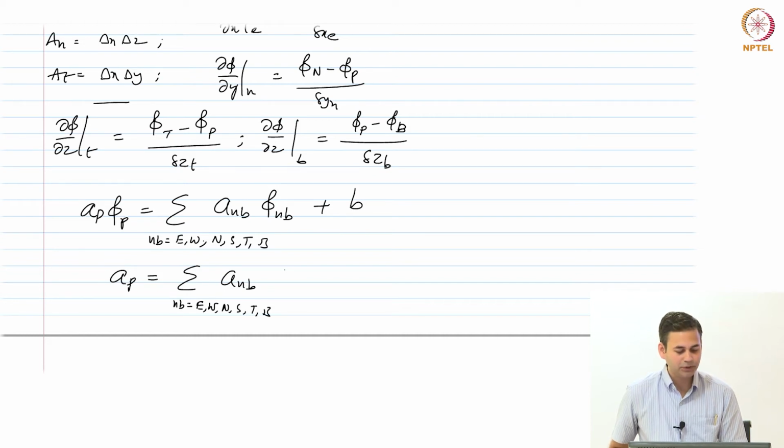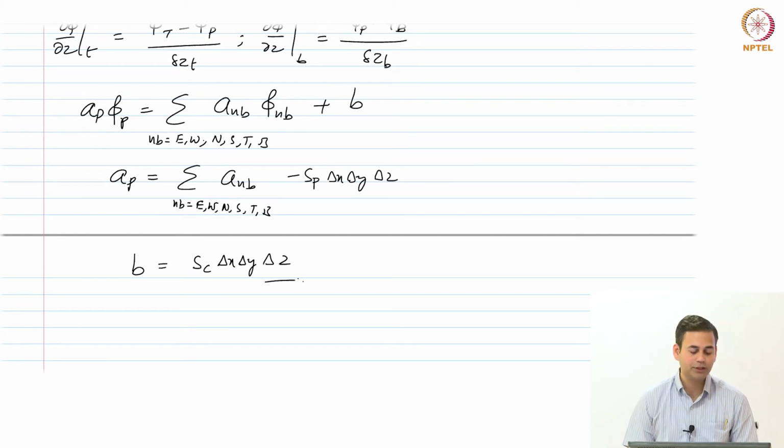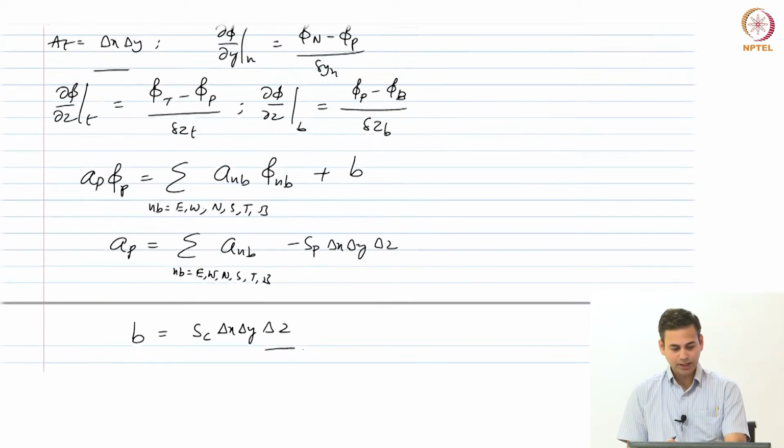Anything else in the AP term? Minus SP delta x delta y delta z. And what about B? The constant part of the source, that is SC times delta x delta y delta z. That's all, right. We just have two more extra terms because of the two more faces that we have, fine. So this is rather straightforward.